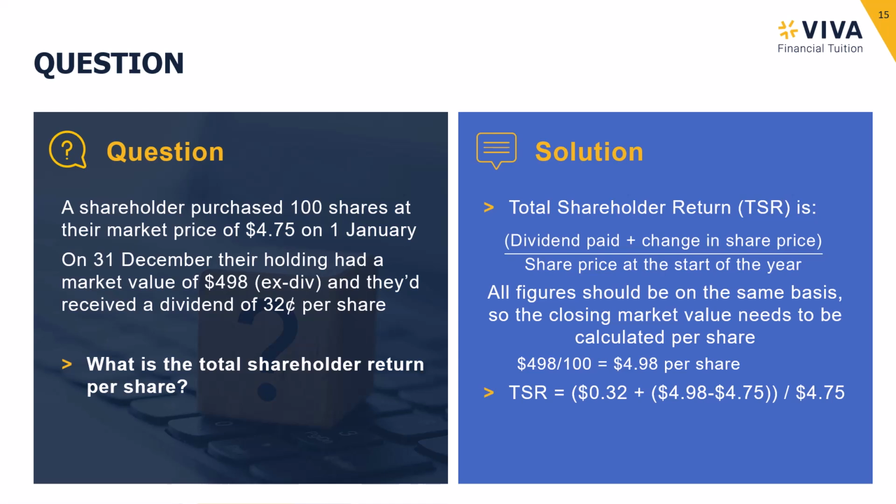If we've got an overall value of $498 and we've got 100 shares, that is $4.98 per share. So in that respect, our total shareholder return will be the dividend paid, which was 32 cents, plus the change in the share price. The share price has gone up from $4.75 to $4.98. And then we would divide that by the share price at the beginning of the accounting period, $4.75. So that tells us that we've got a total shareholder return of 11.6%.